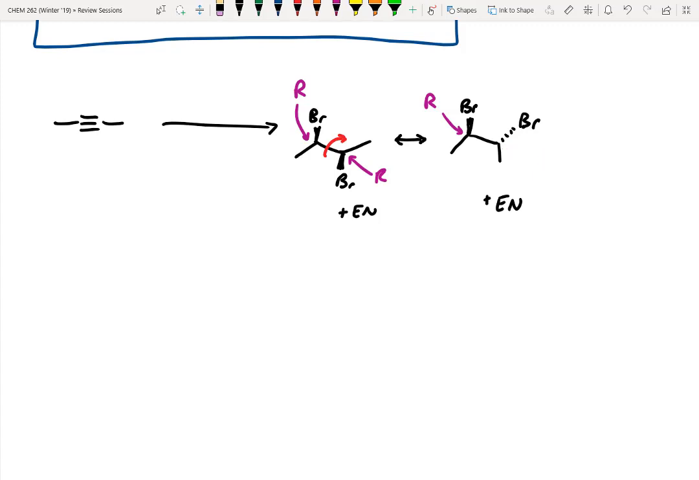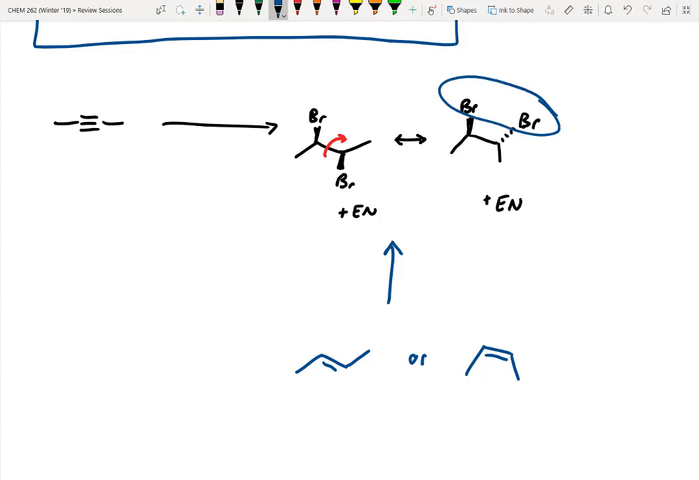So now we've got our final product shown in a different conformation. And our goal is to make this halogenated compound. So then the question is, which alkene do you think we started with? Do you think we started with a trans alkene, or do you think we started with a cis alkene? Cis, right? Because we need these bromines to be anti to one another, right?